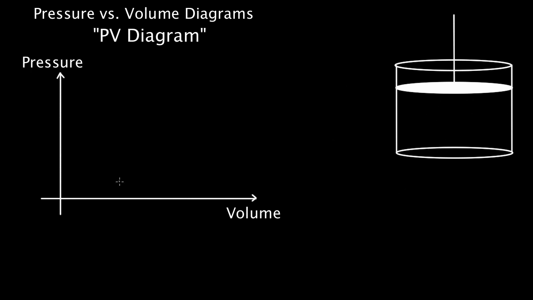So say we started with a certain amount of volume, right? Let's say we start with that much volume, and the pressure inside is probably not zero. If there's any gas inside, it can't be zero. And so we come over to here. Let's say we start at this point right here.